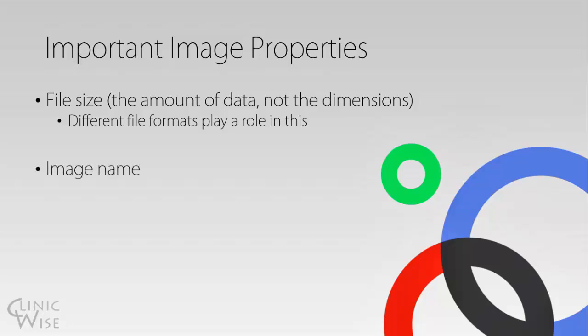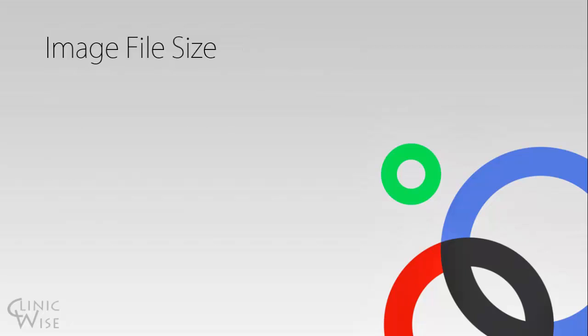The name of the image can also play a significant role in search engine optimization. Alternate text, also referred to as alt text, is the text that shows to blind users or to regular users if the image fails to load. It has an influence on search engine optimization as well. Let's review the effect that each important property has on search engine optimization, starting with file size.